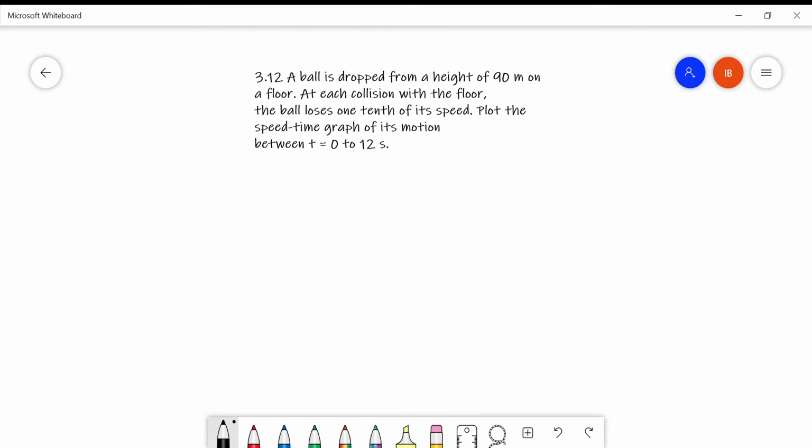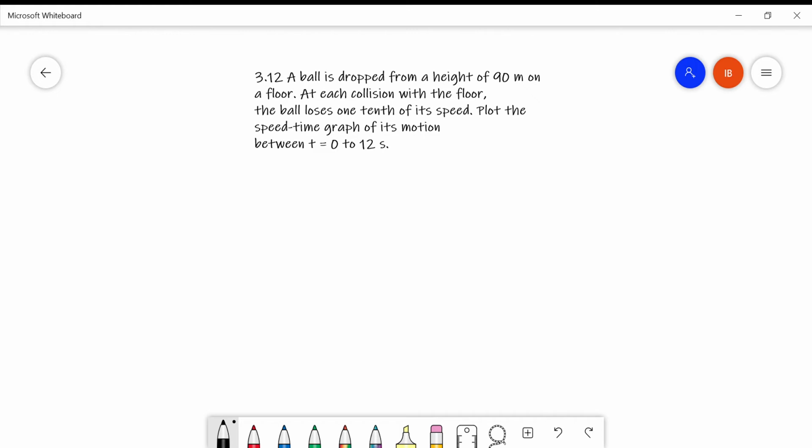Hello everyone. In today's class, we will be doing question 12 and 13 of CBSE class 11, chapter 3, motion in a straight line. So on to the first question. A ball is dropped from a height of 90 meter on a floor. At each collision with the floor, the ball loses 1/10 of its speed. Plot the speed time graph of its motion between t equal to 0 to t equal to 12.